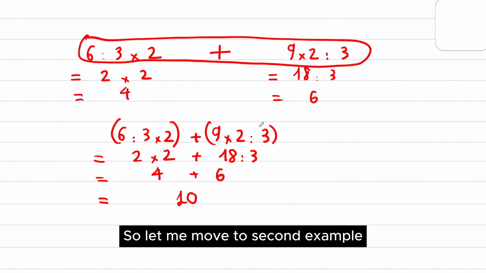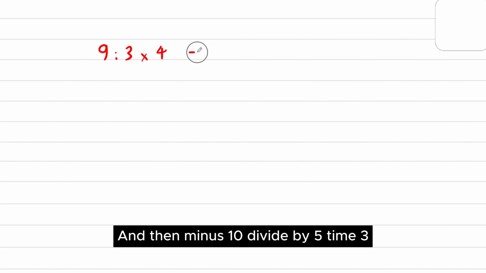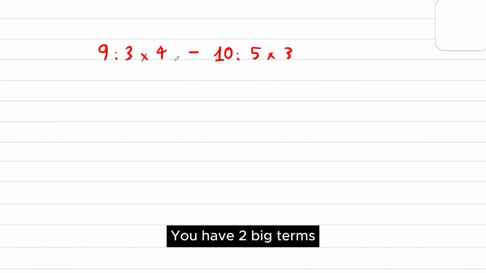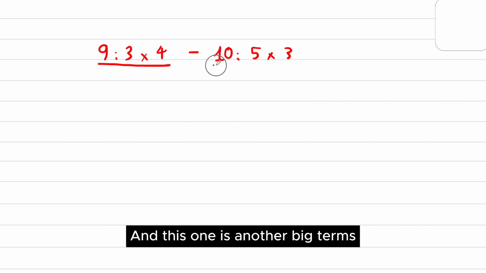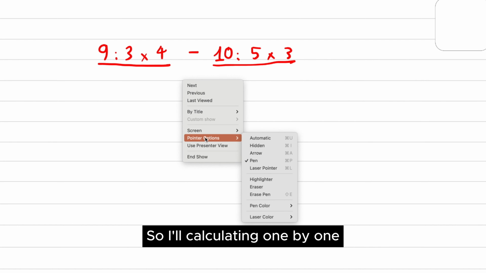So let me move to the second example. You got 9 divided by 3 times 4, and then minus 10 divided by 5 times 3. Okay, so how can you work with this one? You have two big terms. This one I call a big term, and this one is another big term. So I will calculate one by one.